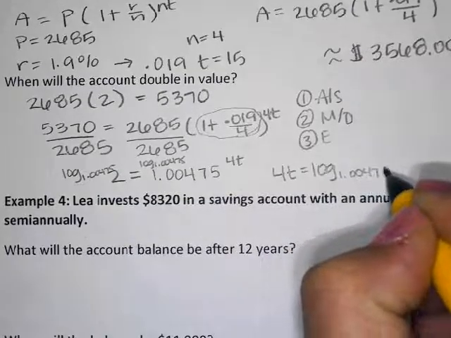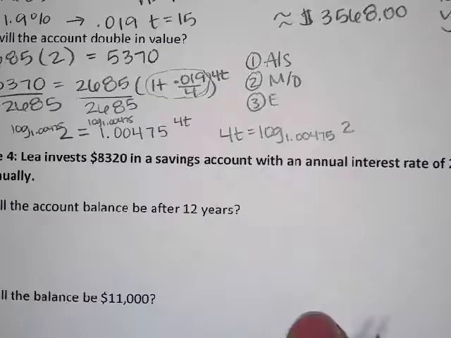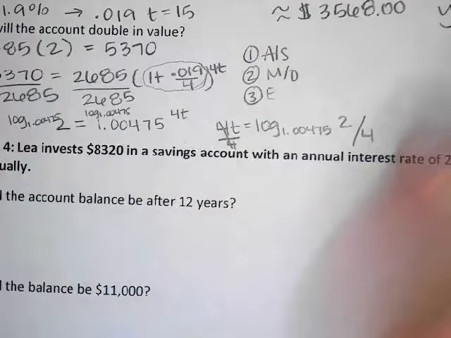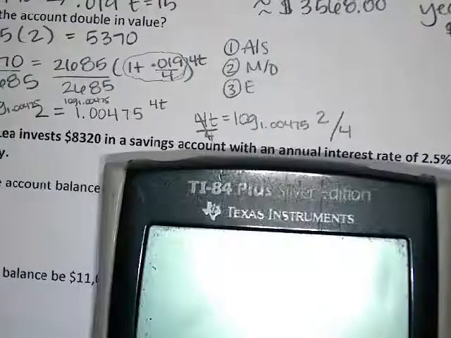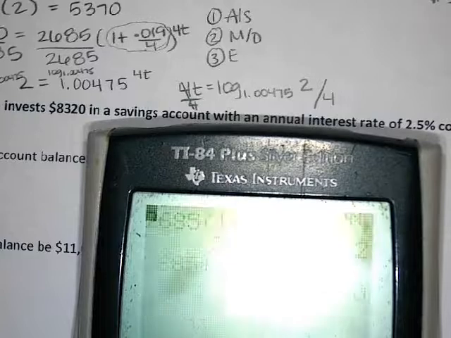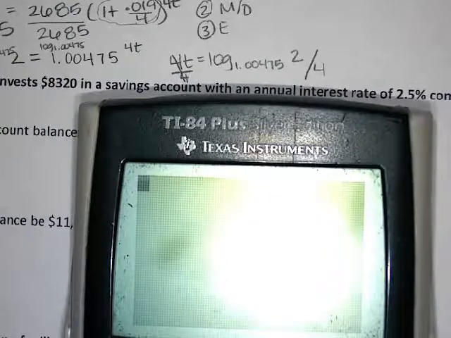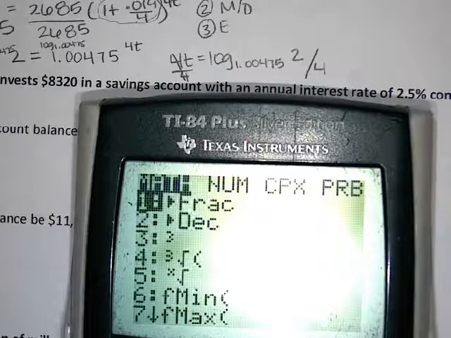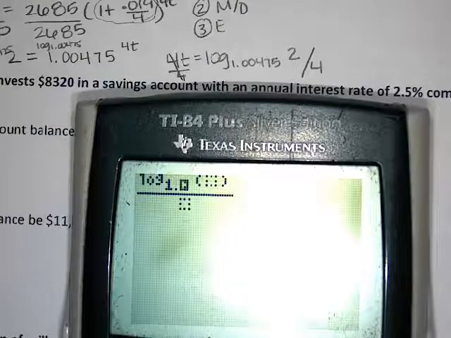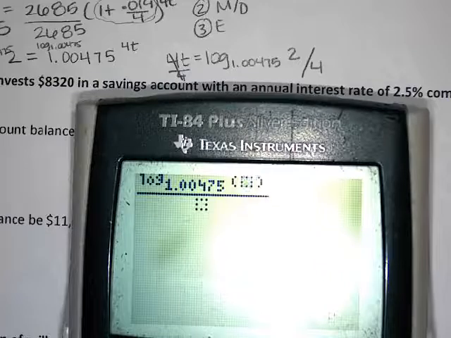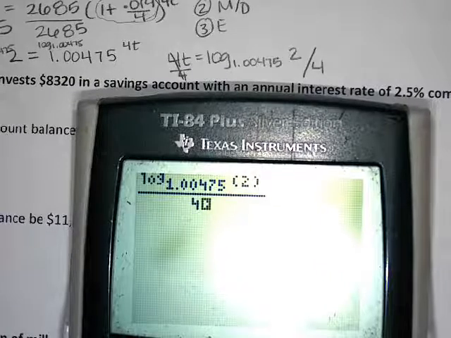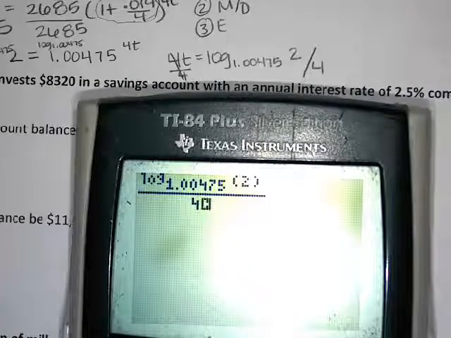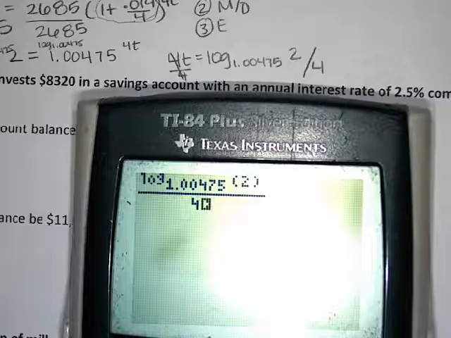It's not too bad. Okay, so how do I type that in my calculator? You can do it as a fraction. 1.00475, 2, 4. Are you guys typing it? Do you have the answer? 36.568.